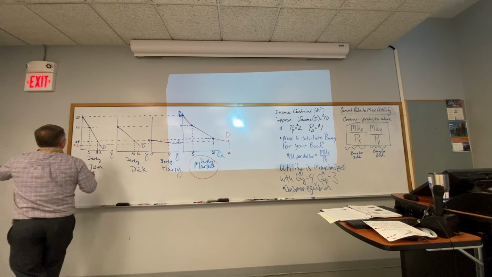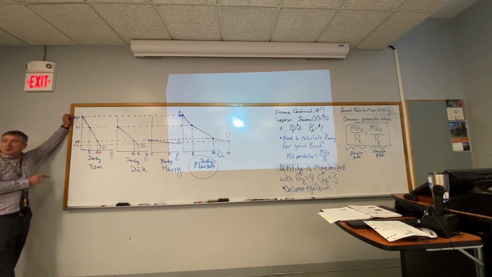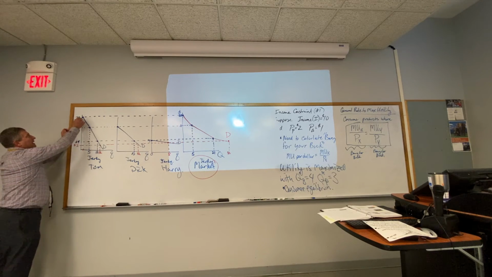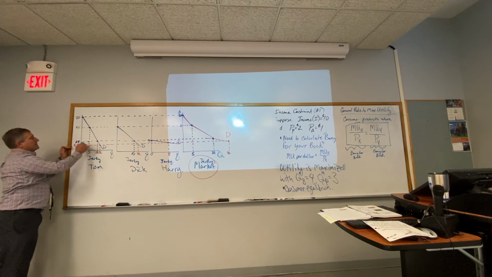Tom is a high value customer. For that first piece of jerky, he's willing to pay $19, right? He would pay a lot for that. Now at the same time, when he gets to buy jerky at $12, what's this triangle called?